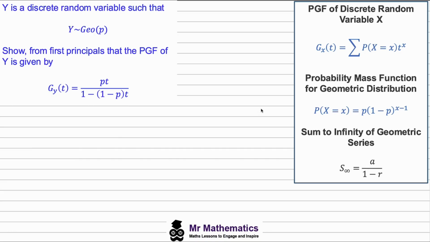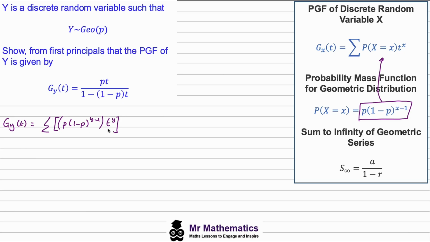Okay, so welcome back if you had a go. So if we substitute this probability mass function for a geometric distribution into our generating function, we'll get the generating function of y in terms of t will be the sum of p multiplied by 1 minus p to the y minus 1, put this in brackets, all multiplied by t to the y. And then because it's a geometric distribution, the lowest value of y we can have is 1.